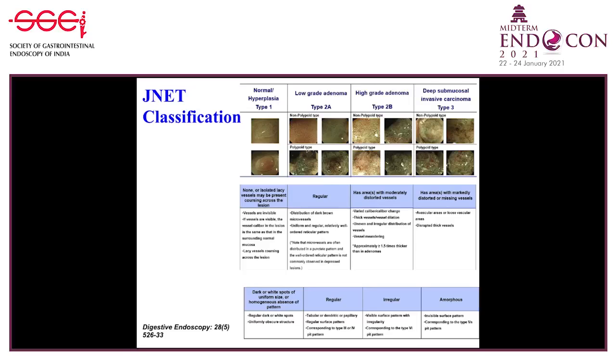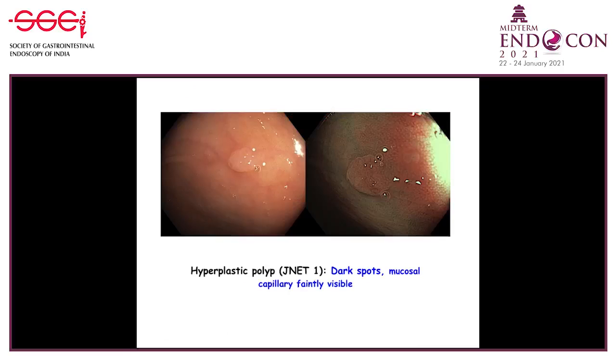So in 2A, the vascular pattern, the distribution is regular. Okay, surface pattern, again, the distribution is regular. Whereas in 2B, there are areas of irregular vessels and distorted vessels, and the surface pattern is irregular. So that's how you differentiate between 2A and 2B. However, studies have shown that this 2A and 2B differentiation is not very accurate in real-time clinical practice. So that was about the identification of lesion as hyperplastic polyp, adenomatous polyp or carcinoma based on NBI.